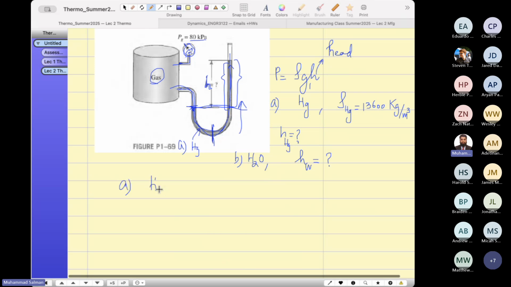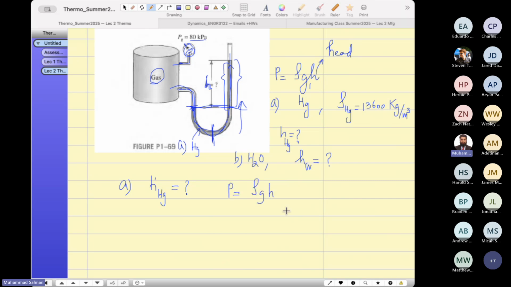What is the difference in height in the column when you use mercury as the manometer liquid? We know that pressure equals rho g h, so h equals pressure over rho g. Pressure is 80,000, I would say 80 kilopascal. Rho is 13,600. Gravity is 9.8.